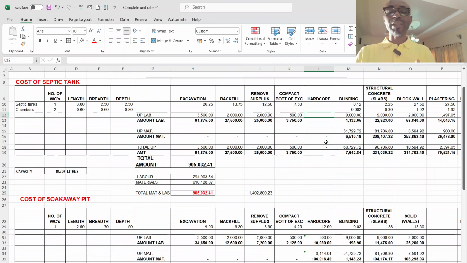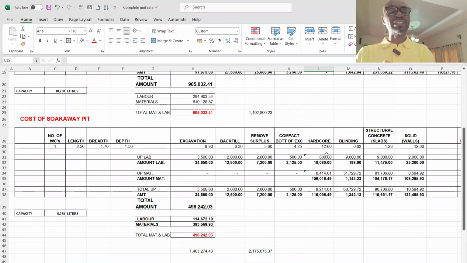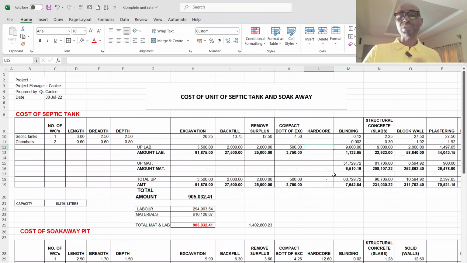Then hardcore is not existing in the septic tank. Why is hardcore existing in the soakaway? Because the soakaway is built in such a way that the water seeps out. It has weep holes where the water seeps out into the ground. So to prevent sand from entering through those openings into the tank, you have boulders around before you now backfill on top. So that is why you have boulders in the soakaway quantity computation.